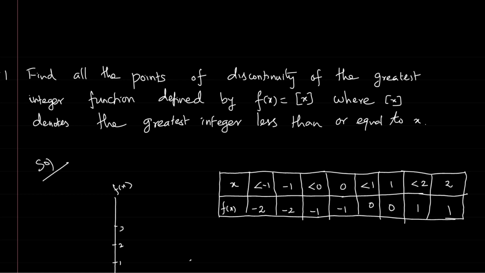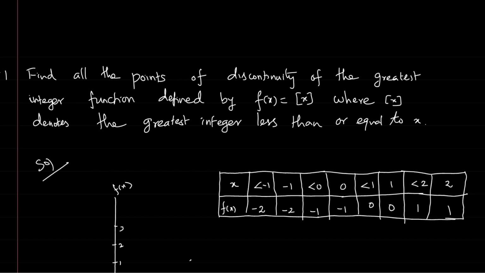Today we are going to see a problem based on continuous functions. Find all the points of discontinuity of the greatest integer function defined by f of x equal to floor x, where floor x denotes the greatest integer less than or equal to x. This is the problem. See here, floor x is equal to the greatest integer less than or equal to x.